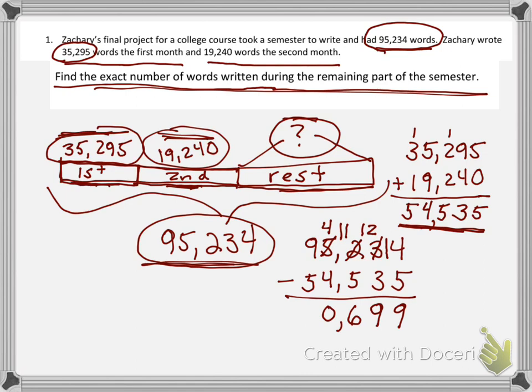And in the 10,000s, we have 9 10,000s, take away 5 10,000s is 4 10,000s. So this is the missing value. So the rest of his semester of the words that he has written was 40,699 words.